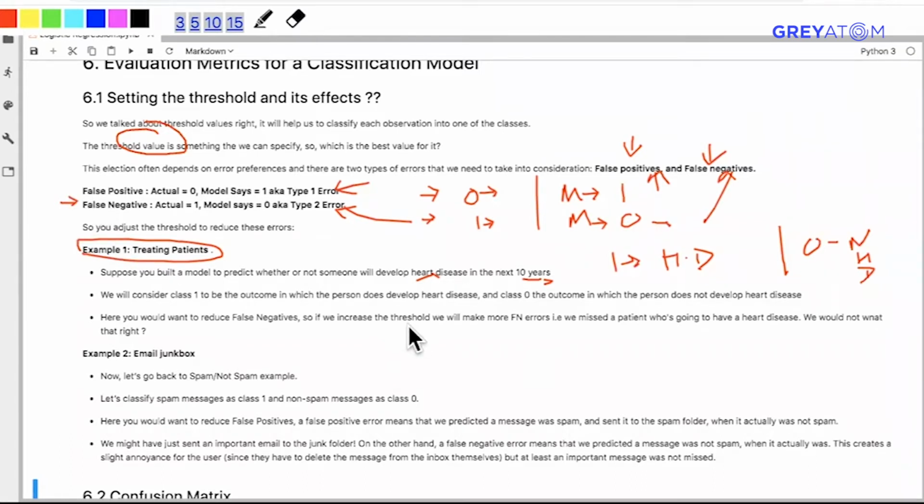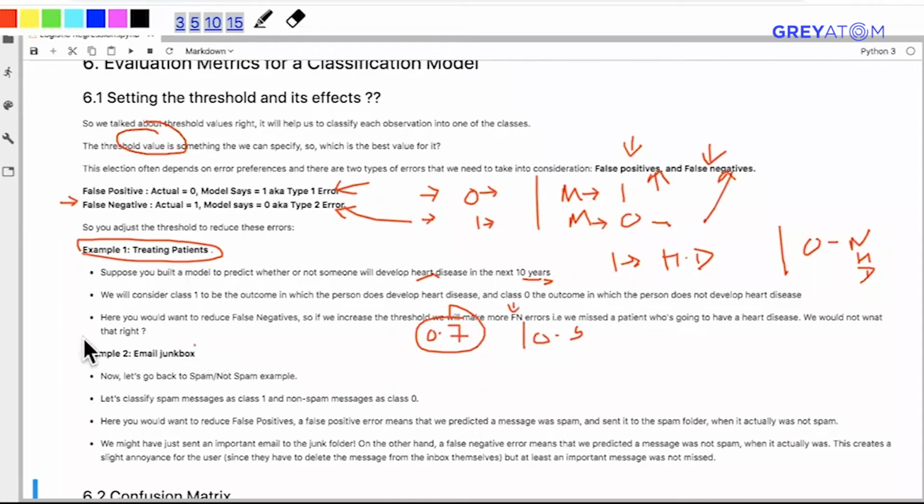So what will we actually do? Would we increase the threshold or decrease the threshold? Anyone? We would actually decrease the threshold here. Instead of keeping the threshold at 0.9, very strict, I would keep my threshold at something like 0.7 so that my model is not very strict and doesn't make too many false negative errors. So this is one case.